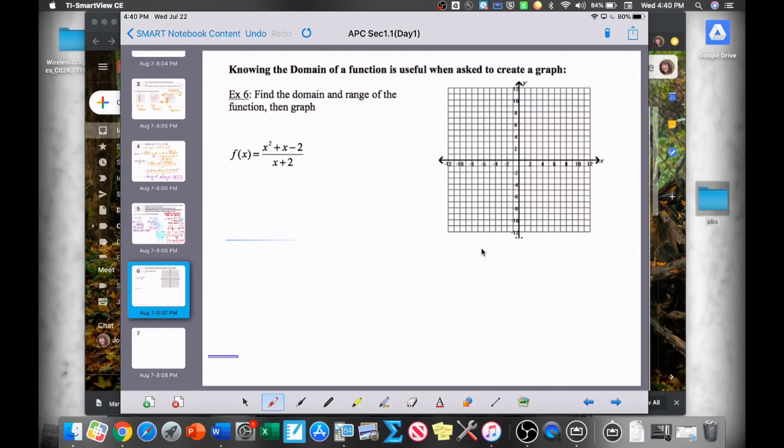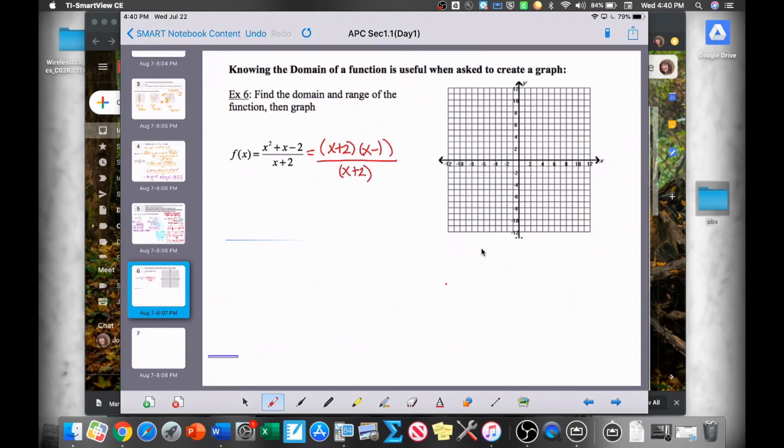So when we do this, the first thing I'm going to do is factor, and see if anything's going on when I factor. So in my numerator, x squared plus x minus 2, okay, that factors into x plus 2 and x minus 1. And then my denominator is just that family, x plus 2.